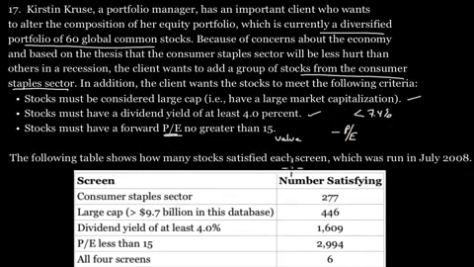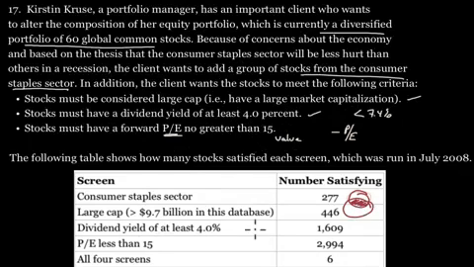The table shows how many stocks satisfy each screen, which was run in July 2008. Consumer staples, 277. Large cap, greater than 9.7 million, 446. So we're only interested in the consumer staples sector, so if there are 277 here and 446 here, this is all we're interested in, this intersection.